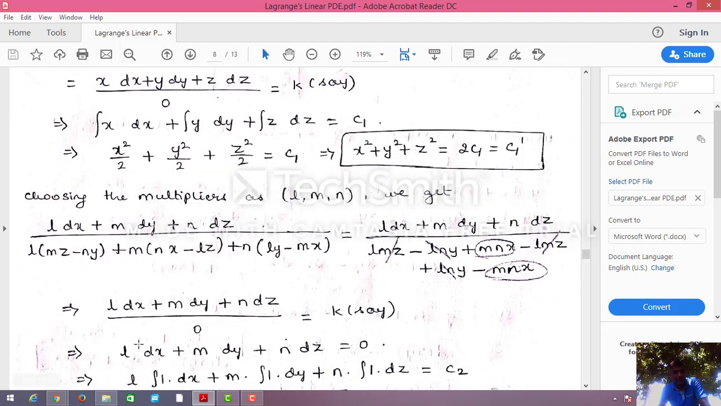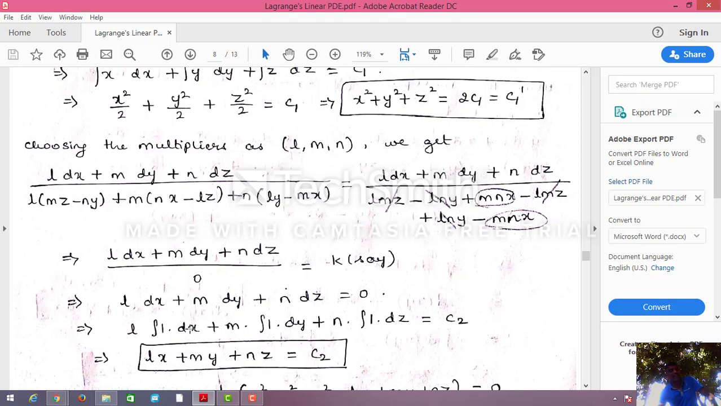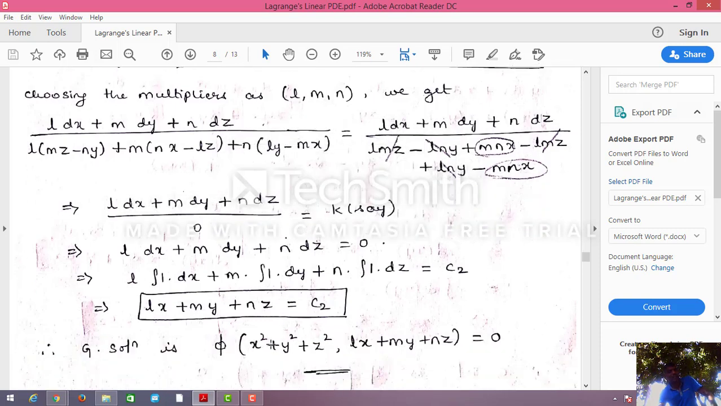We'll cross multiply this. We get the required l dx plus m dy plus n dz equal to 0. Now if you integrate, l, m, n are constants, so we take them outside: l into dx, m into dy, plus n into dz equal to c2. Now the integration of dx is x, of dy is y, of dz is z. So lx plus my plus nz equal to c2. The general solution is phi of (x square plus y square plus z square, lx plus my plus nz) equal to 0, which is the required solution.